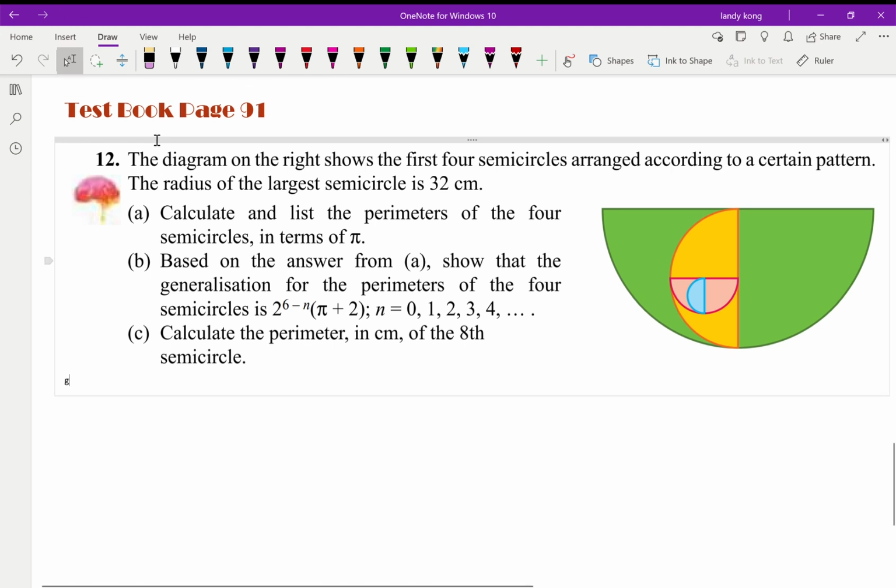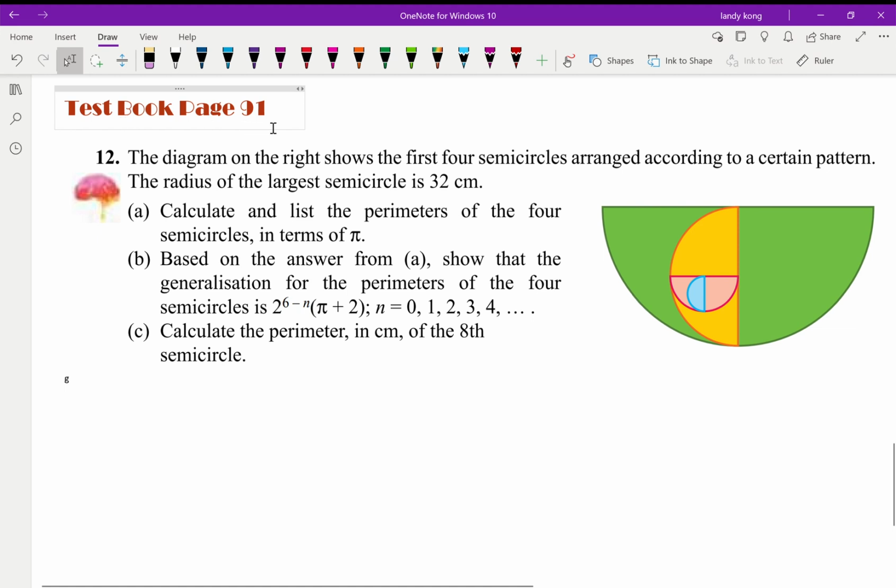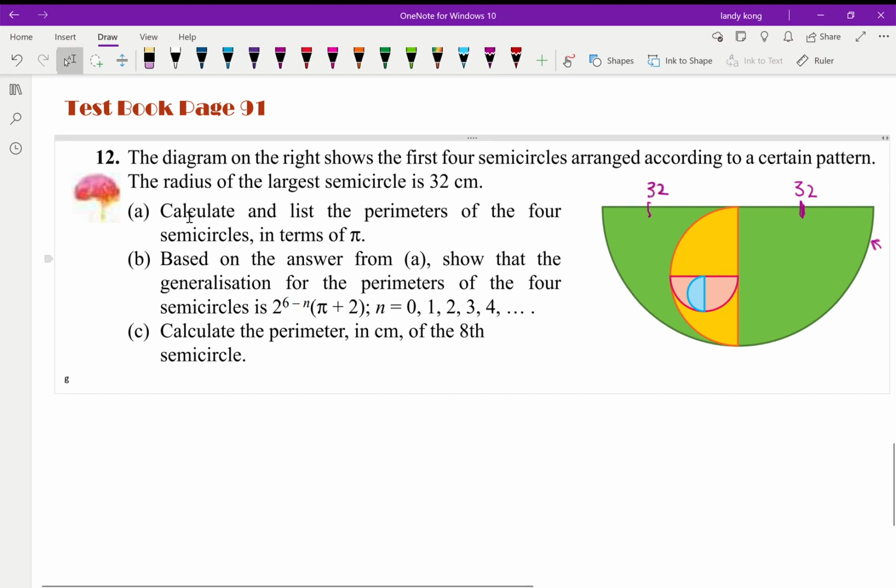Okay, please refer to your textbook, page 91, question 12. The diagram on the right shows the first four semicircles arranged according to a certain pattern. The radius of the largest circle is 32. The largest circle is this circle, so the radius is 32. That means here also 32. Calculate the perimeter of the four semicircles in terms of pi.